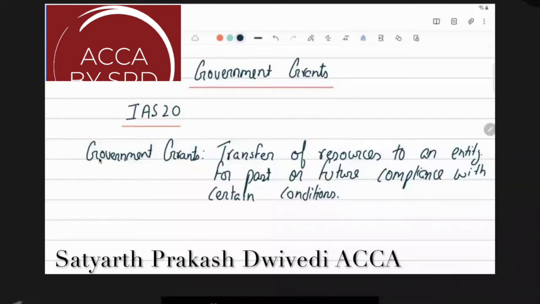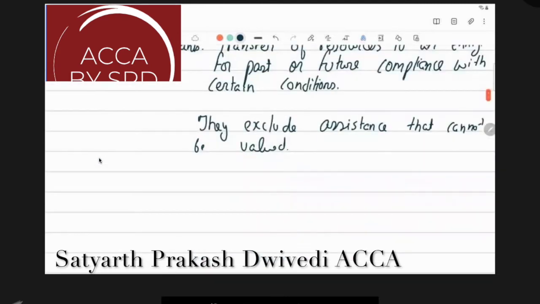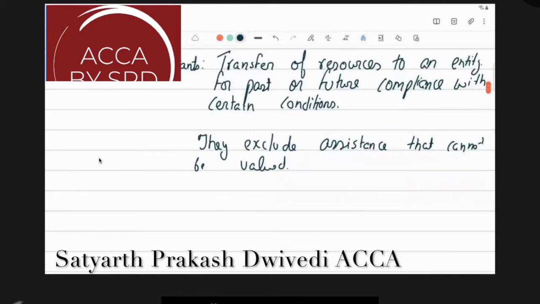But they exclude. So what are the exclusions from government grants? From the definition of government grant, what is excluded? They exclude any assistance that cannot be valued, right? So suppose a smooth procedure to grant you licenses, that will not form part of a government grant as per IAS 20, right? So government grants are transfer of resources to an entity for past or future compliance with certain conditions, and they exclude assistance that cannot be valued and normal trade with government.